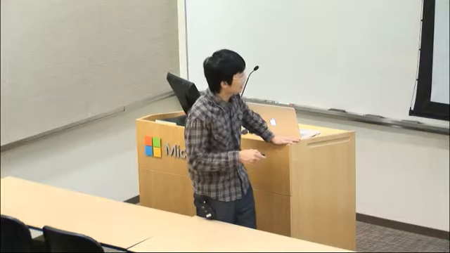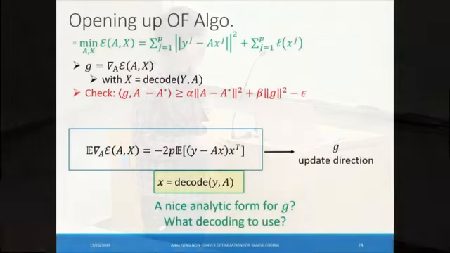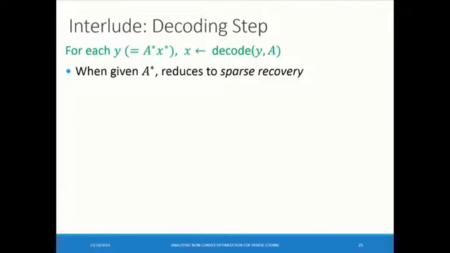What is the expectation with respect to? If you plug in X star here, is that your question? Yes, if you plug in X star, this is just A minus A star, because this is a quadratic function. But certainly X is not really X star. So what decoding step are we going to use?